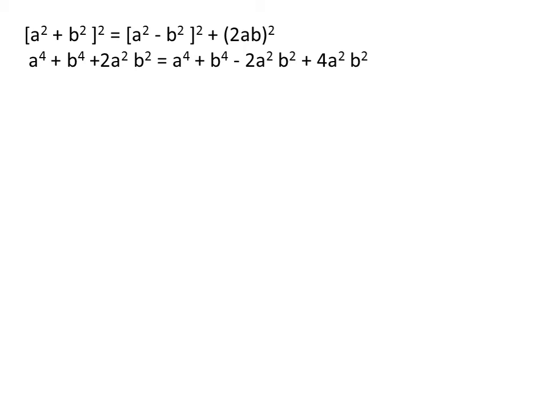By solving the terms in the right hand side we get A4 plus B4 plus 2A square B square. Here you can observe that both these sides are equal. So we can say given sides are the sides of a right angle triangle.